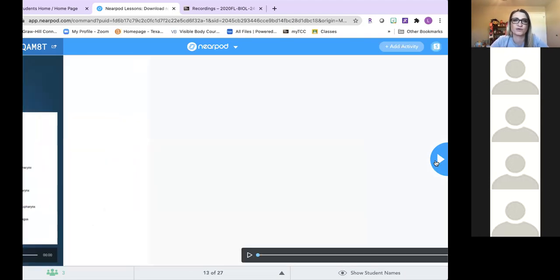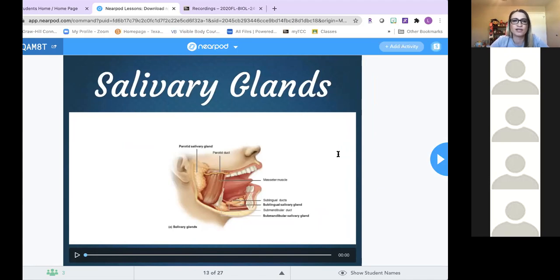Okay. Let's talk a little bit about salivary glands now. Salivary glands produce saliva, and there are 3 extrinsic and multicellular salivary glands, which are shown in this figure. Those are the large salivary glands here. They are extrinsic.